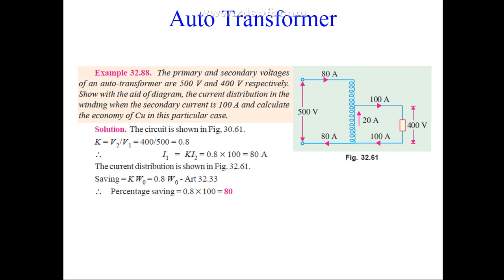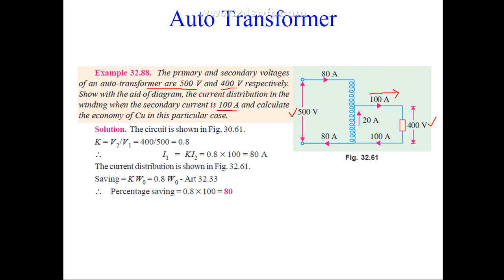Alright. So like this, we have one numerical, then it will be more easy to understand how the transformer is working. Okay. So we have the primary and secondary voltages of an auto transformer of 500 volt and 400 volt. So we have mentioned here 500 volt primary voltage, 400 volt secondary voltage. Show with the aid of a diagram the distribution in the winding when the secondary current is 100 ampere. It is given this is 100 ampere. And calculate the economy of copper in this particular case. Economy means how much copper you have saved in the auto transformer.